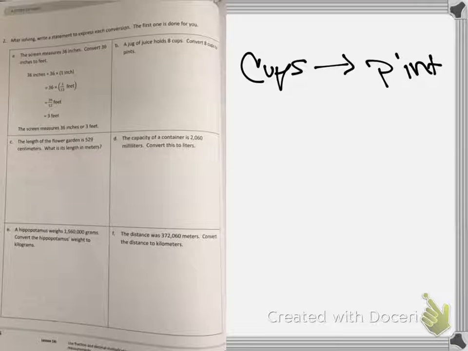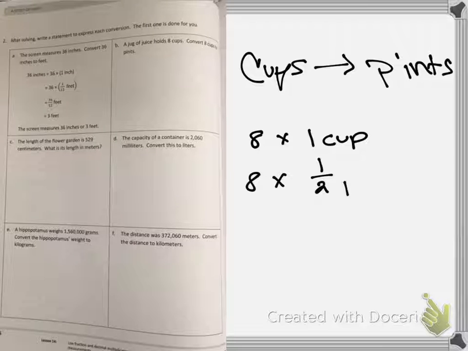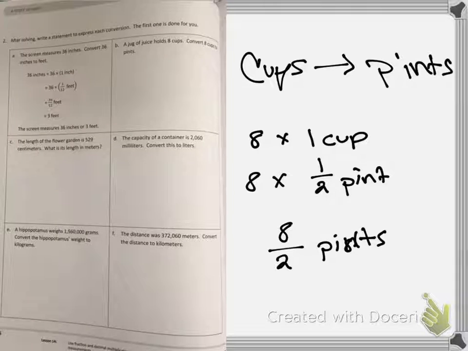So a jug of juice holds 8 cups. Convert 8 cups to pints. So we're going cups to pints. We know that there are 2 cups in a pint. So if we're converting cups to pints, then we would say 8 times 1 cup, 8 times 1/2 pint, 8 over 2 pints. Oops, got ahead of myself. And then we know that is 4 pints.